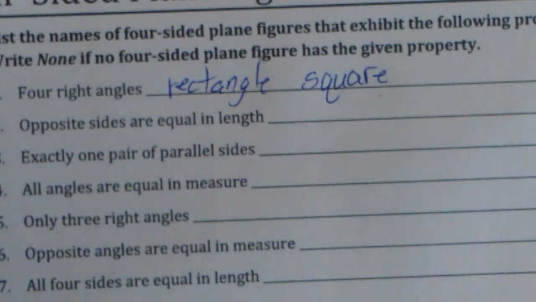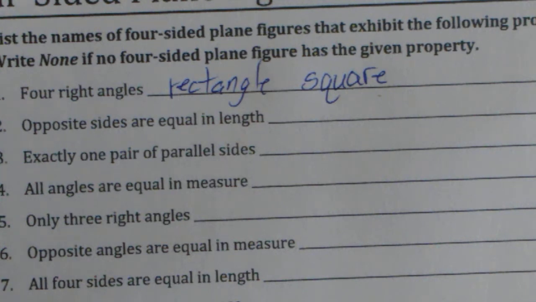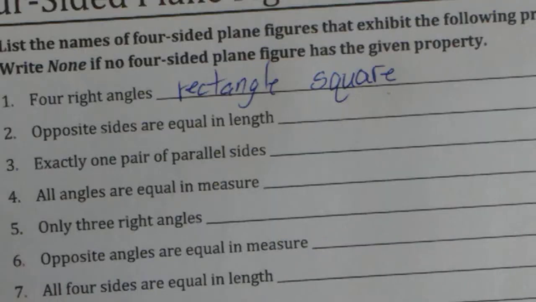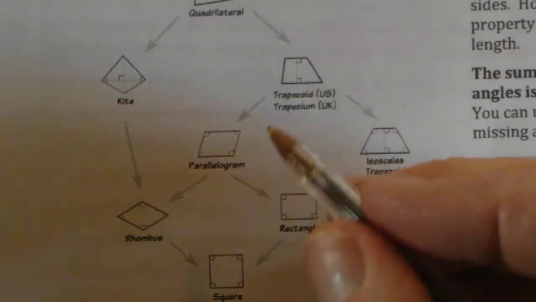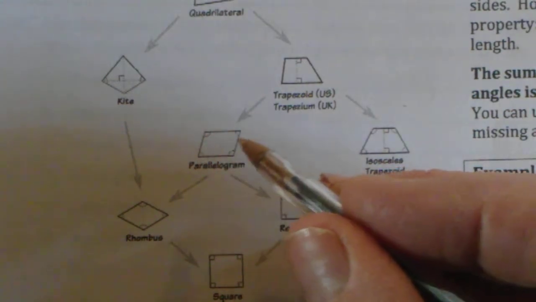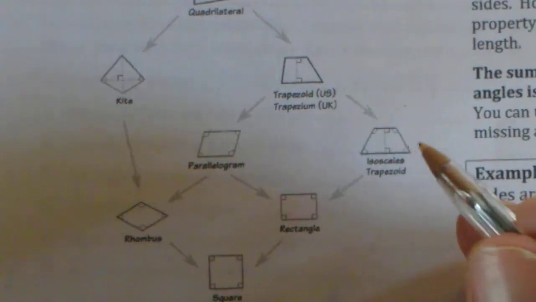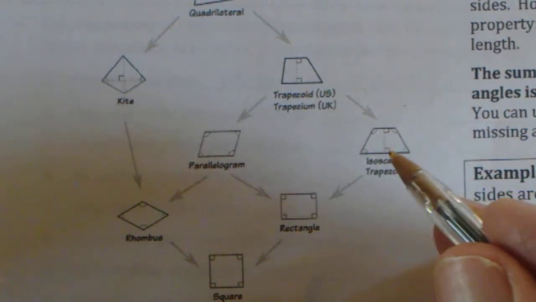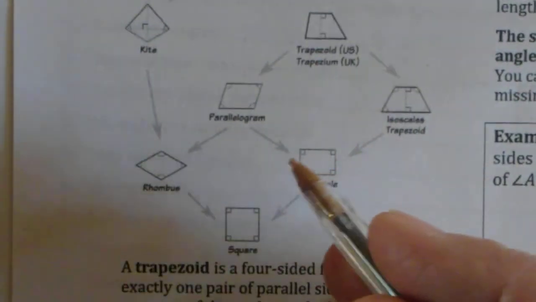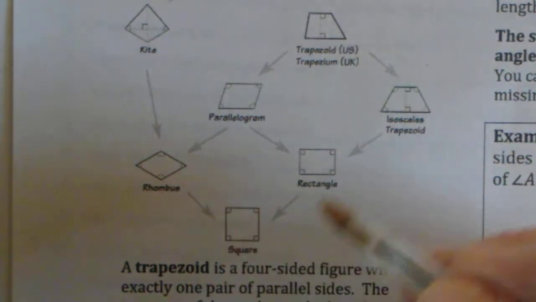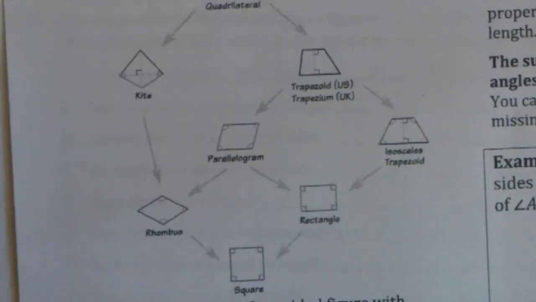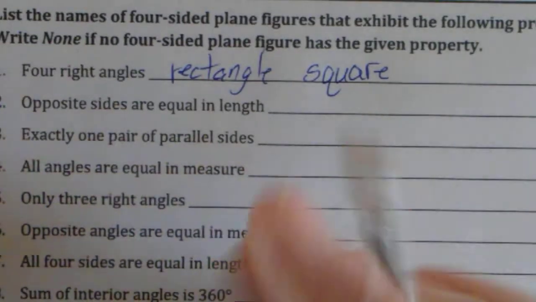Opposite sides are equal in length. I'm having trouble finding my first page here. Is that it? No. Here we go. Opposite sides are equal in length. That would be a parallelogram, right? This one's equal to this one. This one's equal to this one. Isosceles trapezoid, no, because these two are different. Rectangle also works. Opposite, equal length. Square works. And rhombus works. So all four of these work. So you could put all of them.